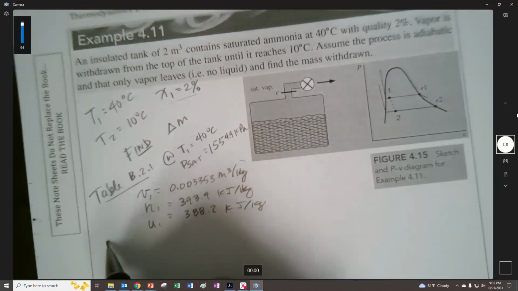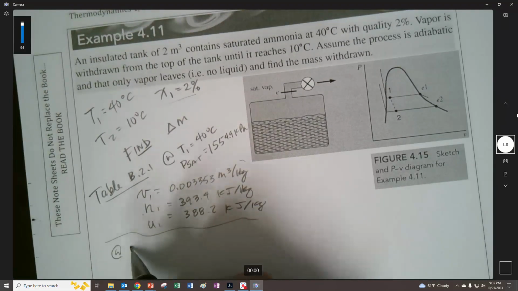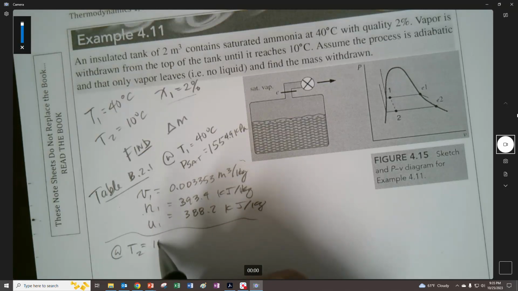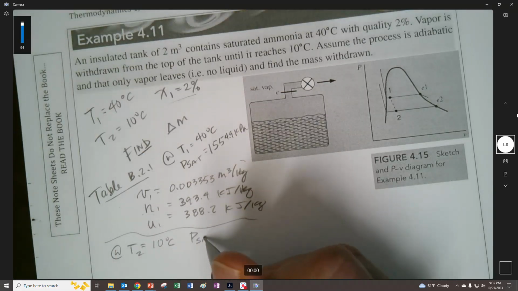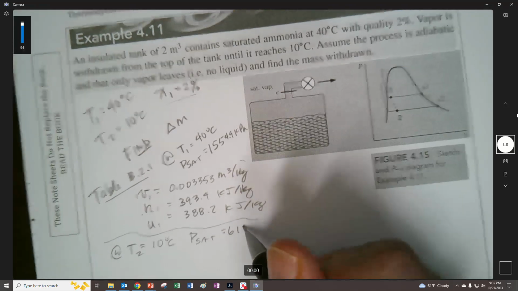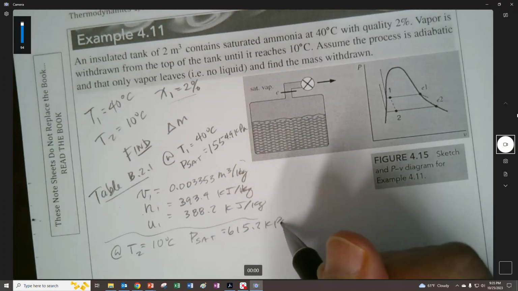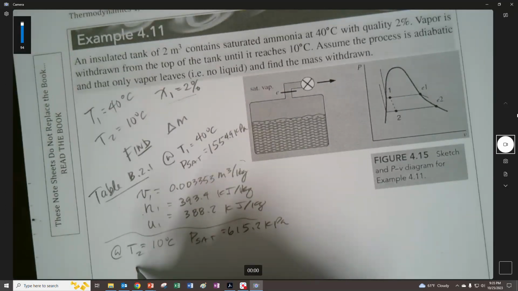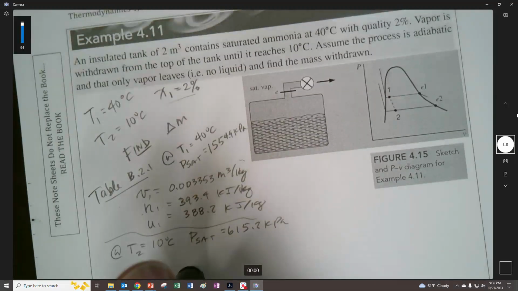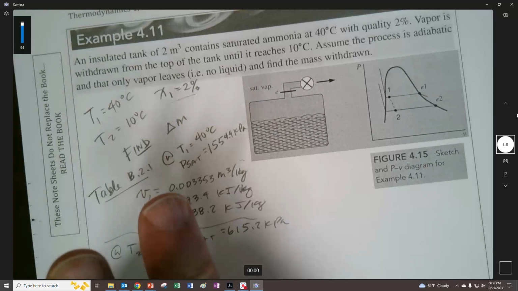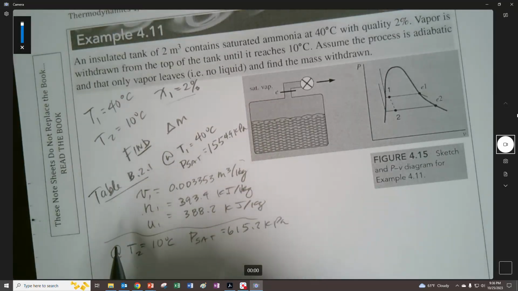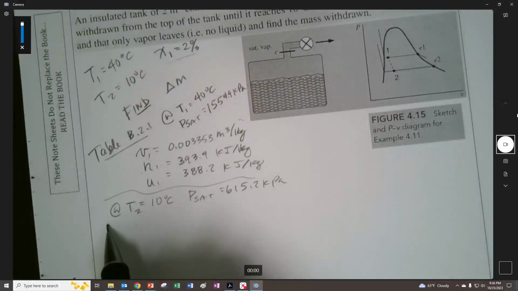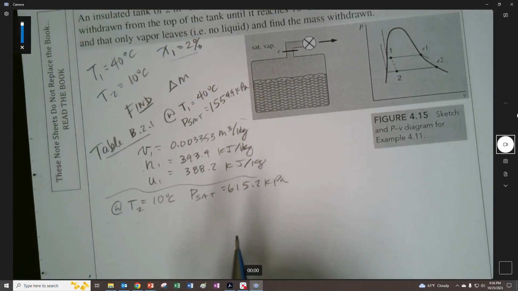While we're here, let's also go at T2 equals 10 degrees Celsius and know that the Psat, I don't think I need to know that, but we're going to write it down anyway, 615.2 kilopascals. We don't know the properties yet, so we don't necessarily need to do any of those yet. I was jumping ahead of the game.